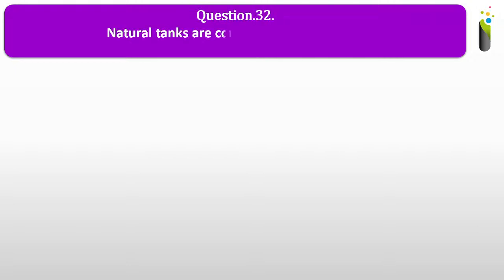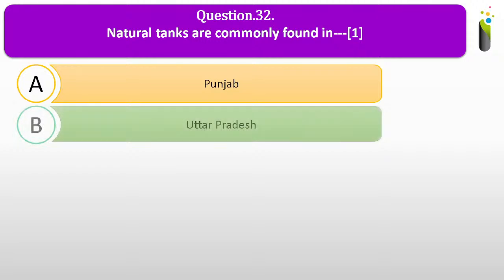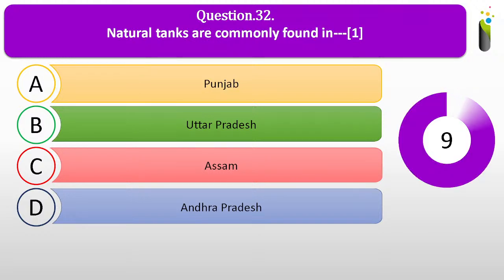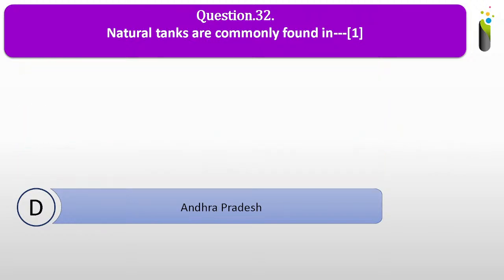Question number 32. Natural tanks are commonly found in dash. A. Punjab. B. Uttar Pradesh. C. Assam. D. Andhra Pradesh. Natural tanks are commonly found in dash. And the correct answer for question number 32 is D.